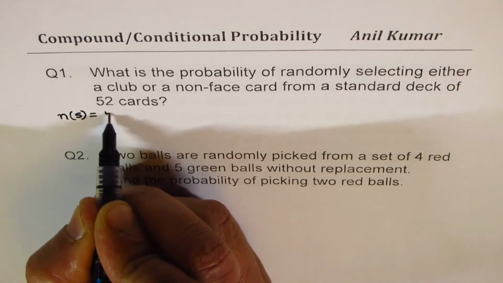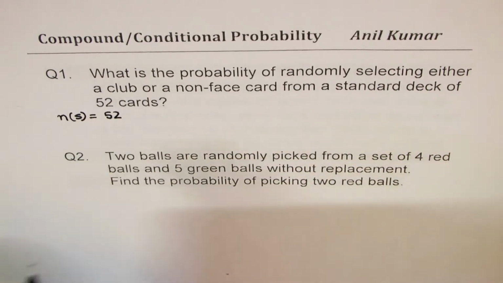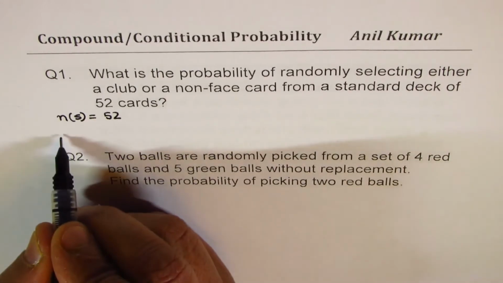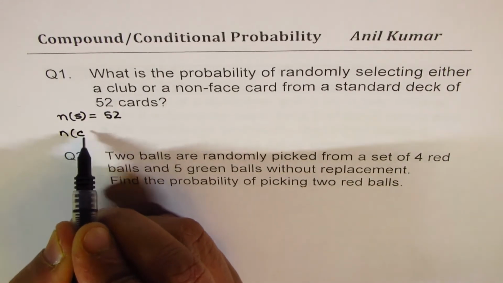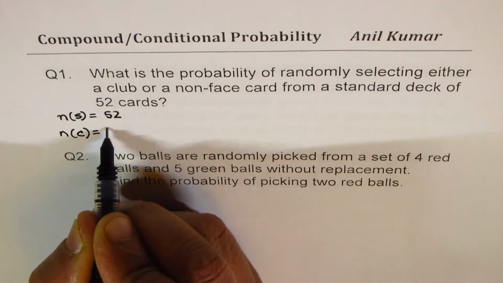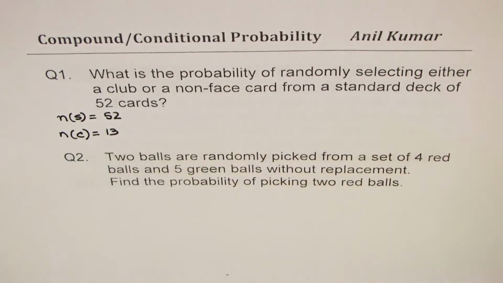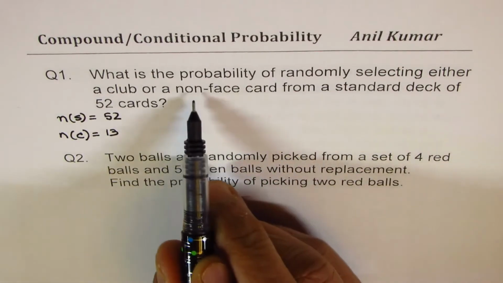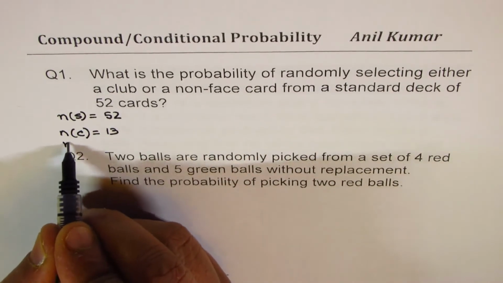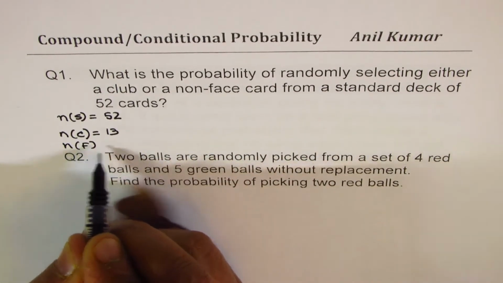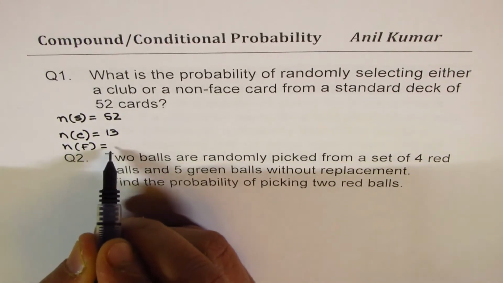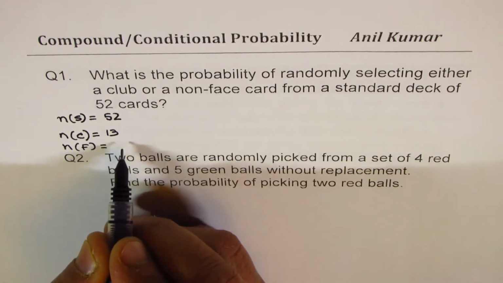So n of S is 52. Now, how many clubs are there? So C for clubs, let's say. We have 13 cards of each suit. So clubs, we have 13. We're looking into non-face cards. Let's first figure out how many are face cards. The face cards are 12.